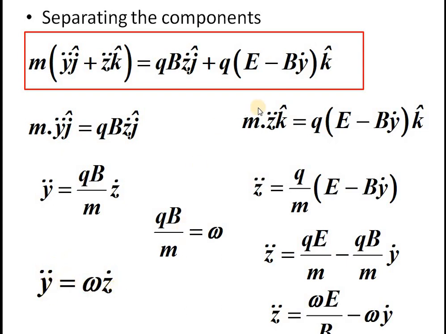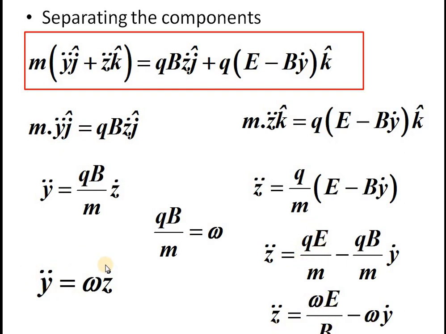On the other side, you take the Z part. m z double dot k cap is equal to (qE minus qB y dot) k cap. Rearranging, z double dot is equal to q by m times (E minus B y dot). Here qB by m, you know, is omega, so this can be written as omega E by B minus omega y dot.